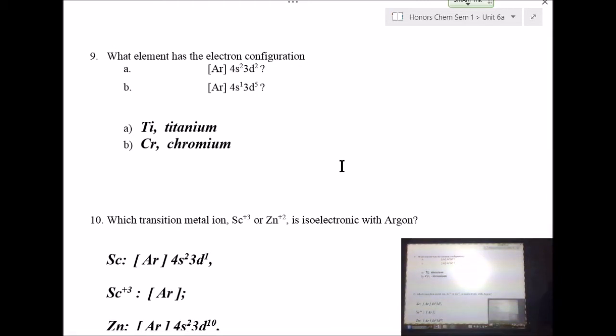6. Yeah. All right, looking at number 9, what element has this electron configuration? Now, looking at A, you have 4s2, 3d2. So again, we can't move any electrons forward to half fill the d, so leave it as is. And here's an easy way to do this. 2 plus 2 is what?